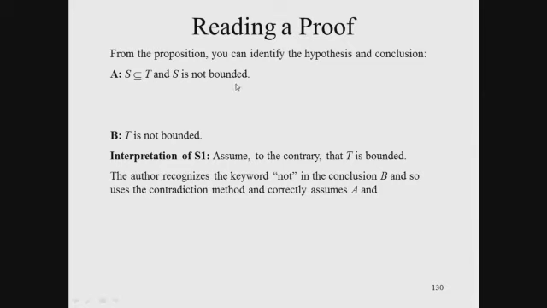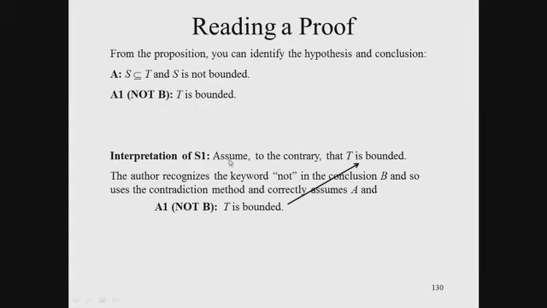And what else should you assume? That the statement B is not true. What does it mean to say it is not true that T is not bounded? T is bounded, exactly. And that's exactly what the author has written in S1. Assume to the contrary that T is bounded. That is not B. What now does the author have to do? Work forwards from these two statements to a contradiction. Exactly. Work forward from A and not B, in other words, A and A1, to reach a contradiction.